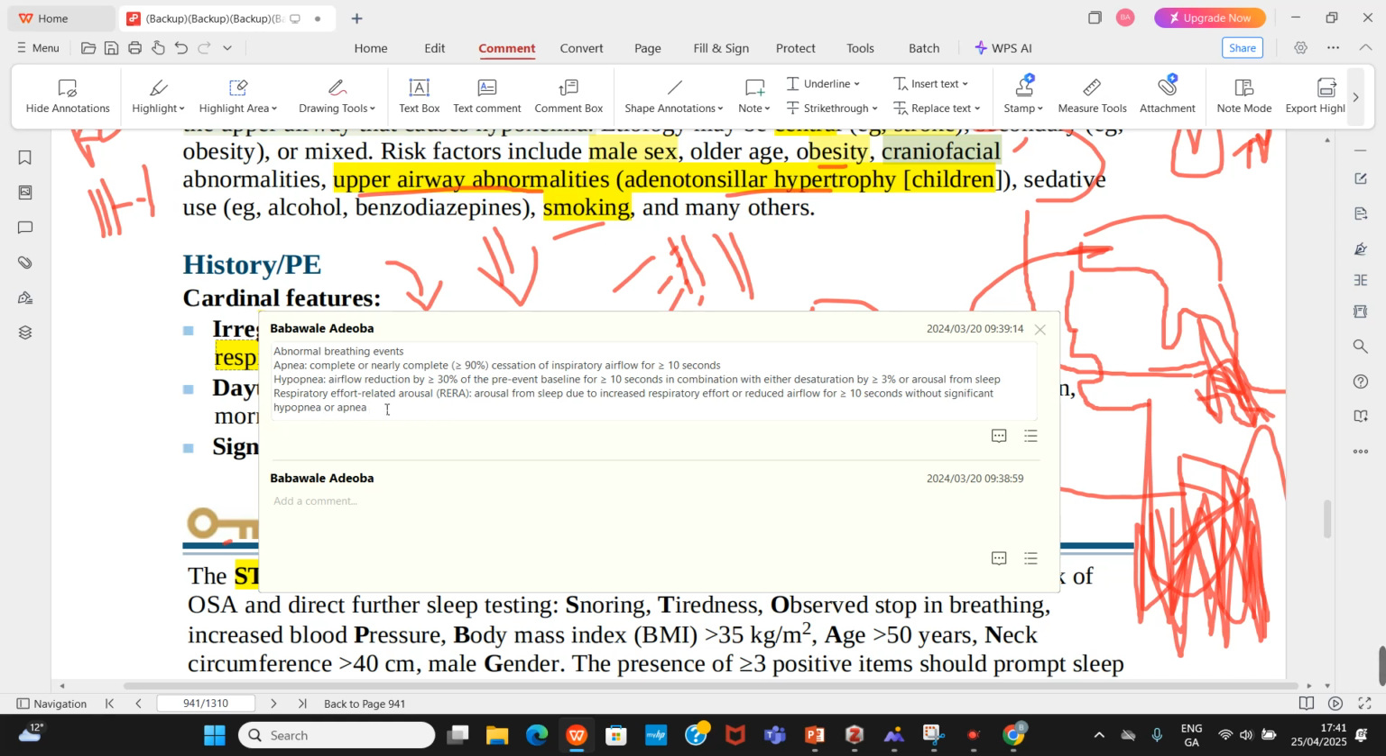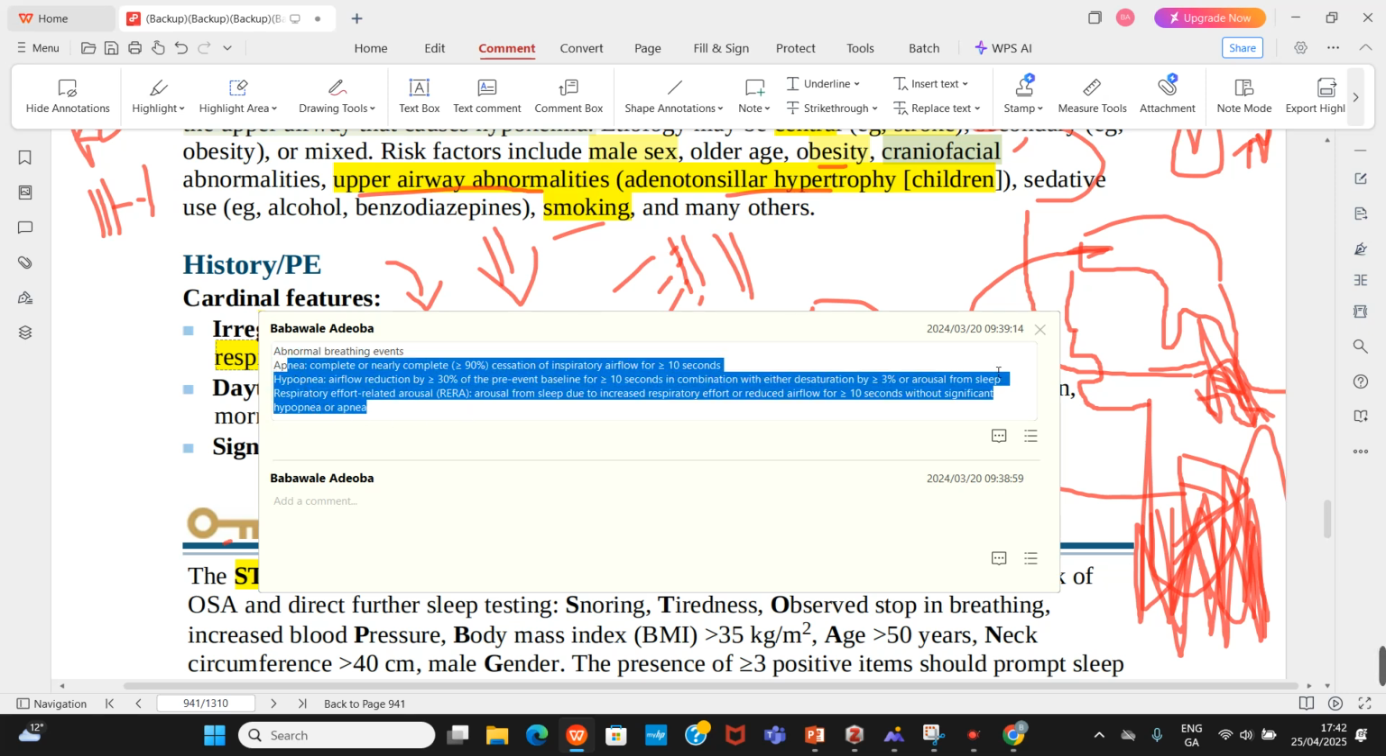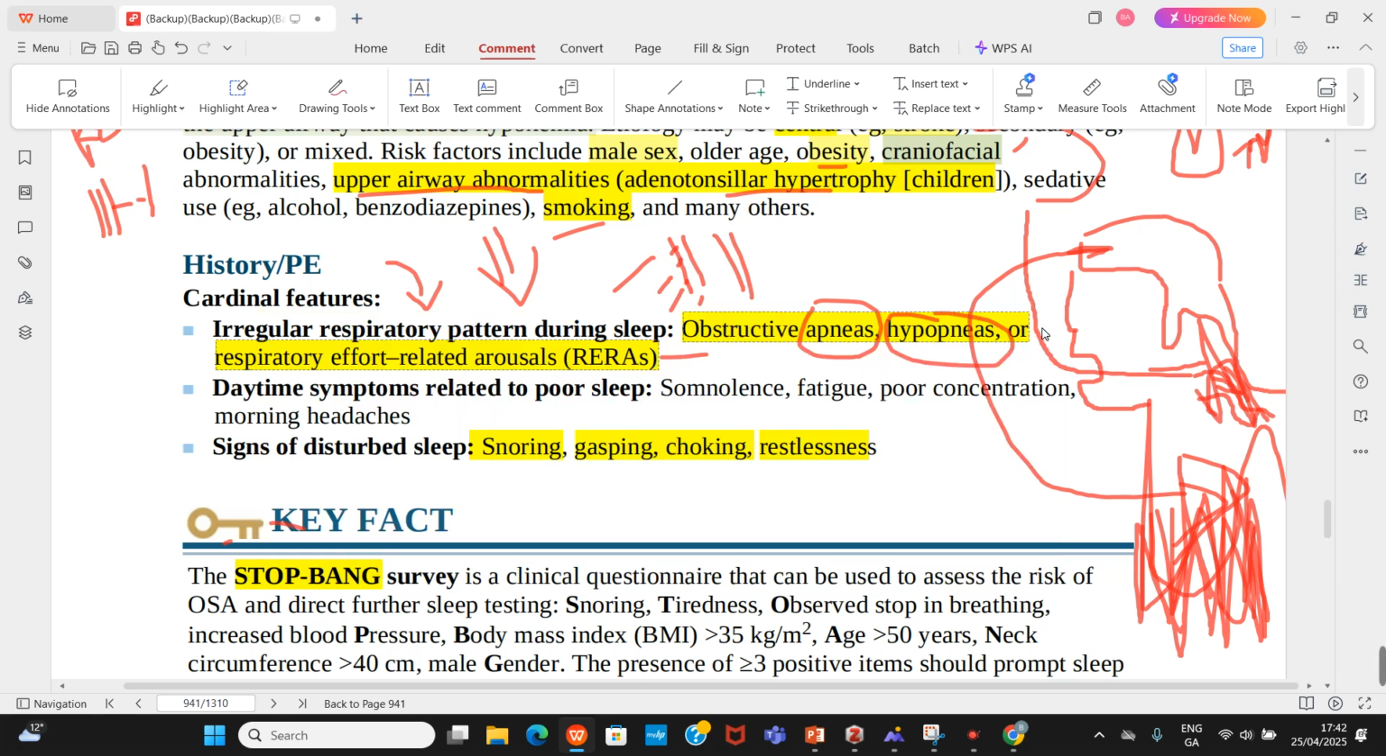For respiratory effort related arousal, there's arousal from sleep due to increased respiratory effort. So the person is having apnea or hypopnea, and because of that, the person just wakes up to try to regain the breath. That is respiratory effort related arousal. All these three things can be captured by the machine, by the polysomnograph.